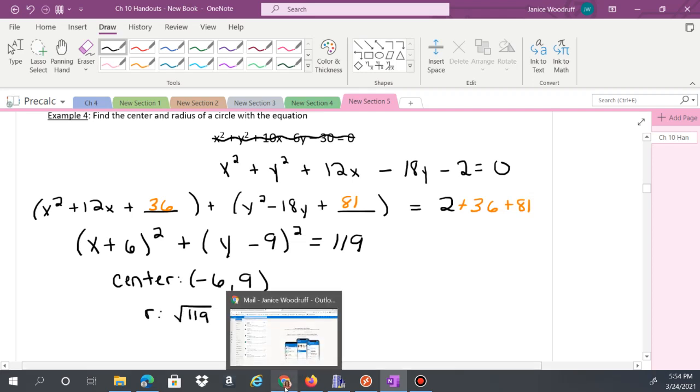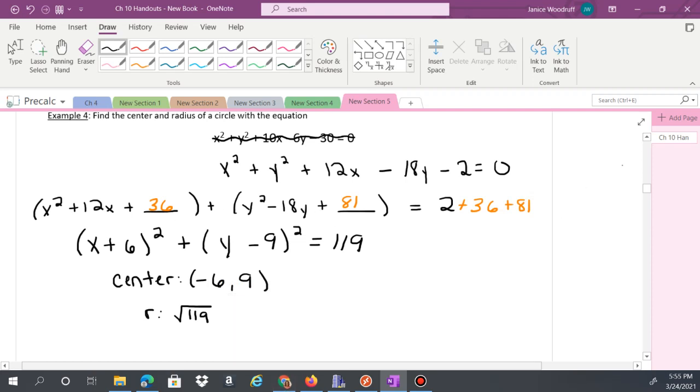The reason why I asked if it's prime is because if I could simplify that to like 2 radical 45 or something like that, you would. But this one I'm pretty sure is prime, so I don't think you can simplify that any further. So you just write square root of 119. It's not 119, remember, because that's r squared. So just the square root.